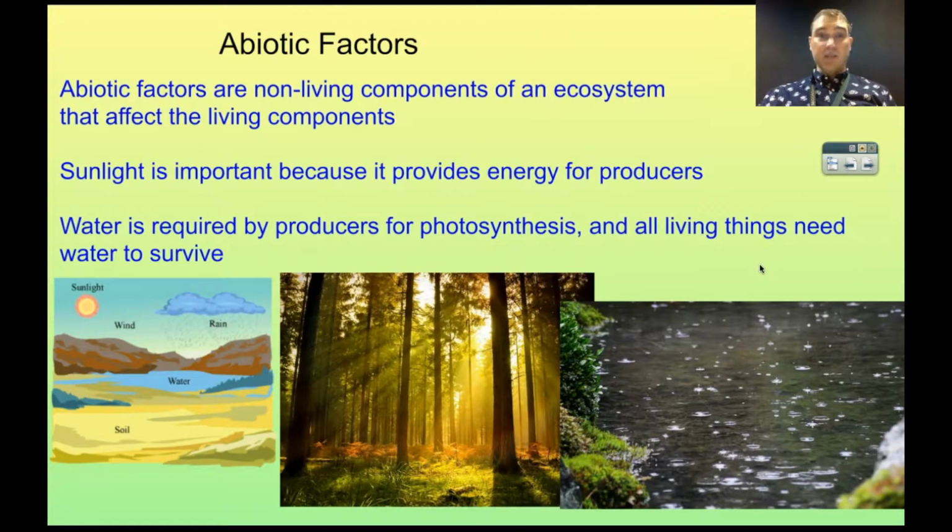So now we're going to talk about the abiotic factors. The abiotic factors are non-living components of an ecosystem that affect living components. A good example is sunlight. So here we have sunlight going through trees. Sunlight's very important because it's providing the energy for producers to do photosynthesis.